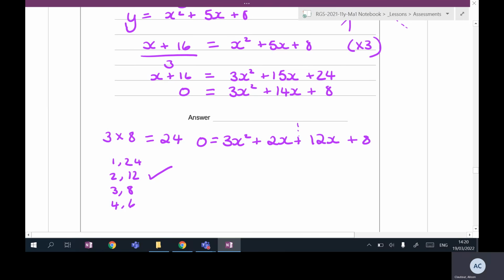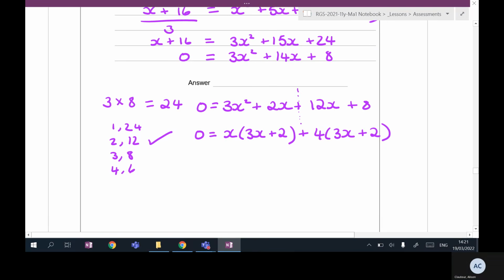This allows you to split it down the middle and then factorise each half. So I'm taking an x out of those first two terms to give me 3x plus 2. And then I'm going to take a 4 out of these last two terms. That leaves me with 3x plus 2. So if I take the 3x plus 2 out as a factor, I've got 3x plus 2, x plus 4.